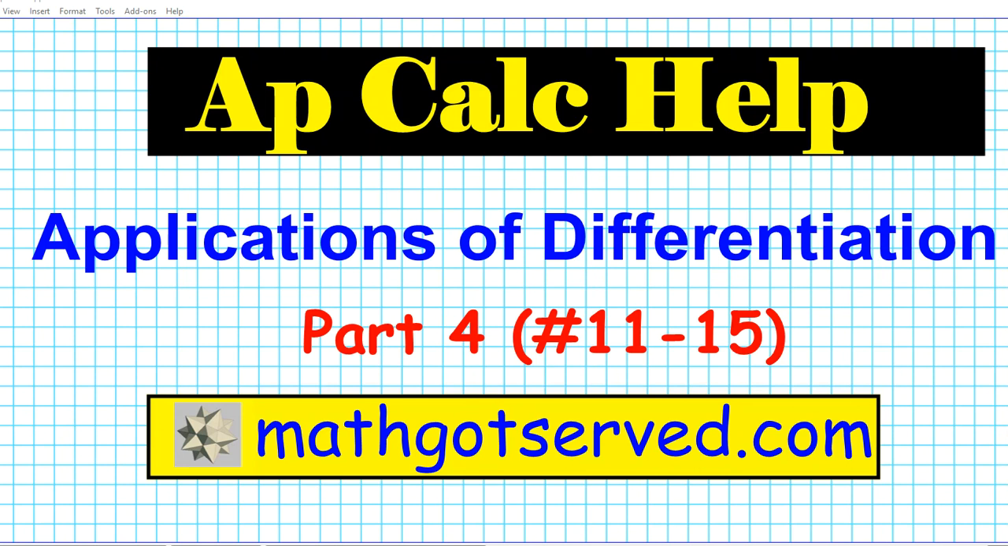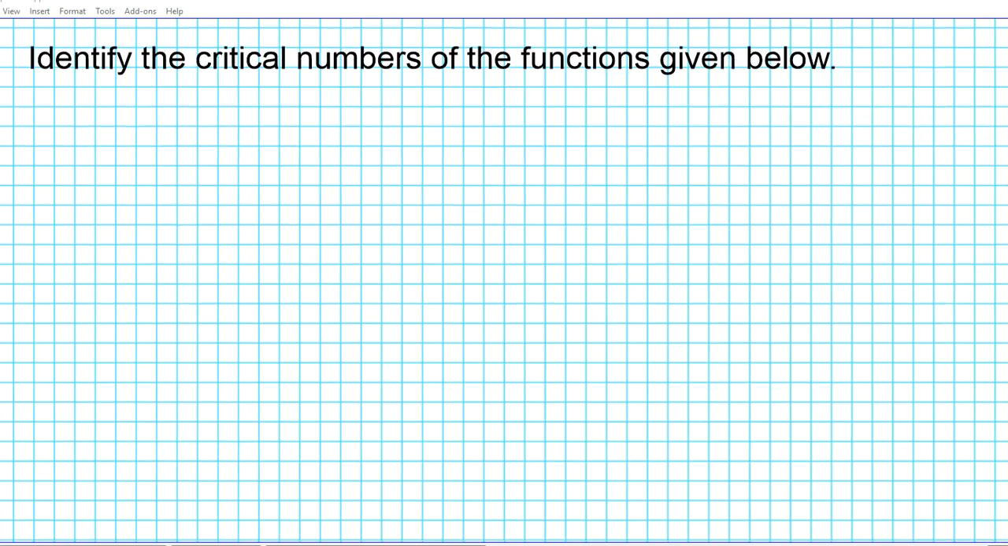In this clip, we're going to be going over part 4 of our work on applications of differentiation, problems 11 to 15. This should prepare you for problems 11 to 15 of chapter 3, section 1 of the Larson AP Calculus textbook. The instructions are to identify the critical numbers of the functions given below.